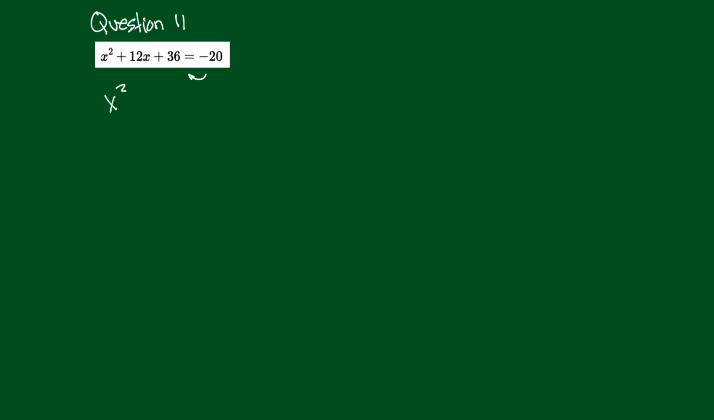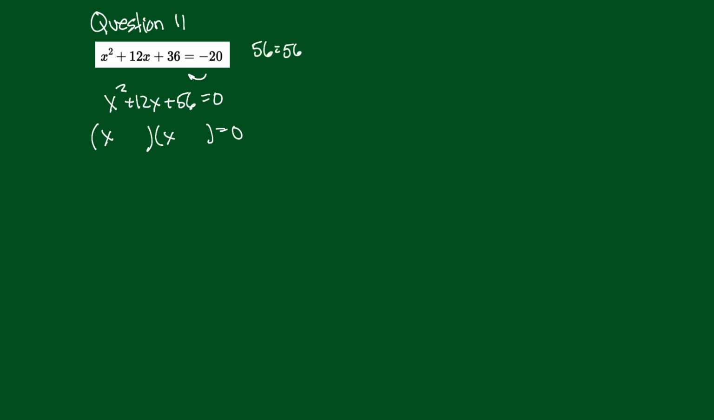So I'll get x squared plus 12x. Now 36 plus 20 is plus 56. That's equal to 0. Now the first thing I might try is factoring. I hope it's going to factor, but I don't know until I try it. So I'll get x and x. Now, how do you get that 56?